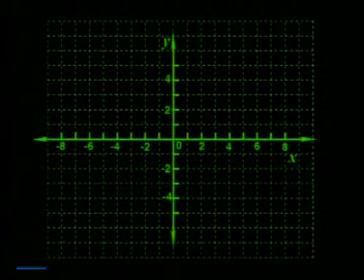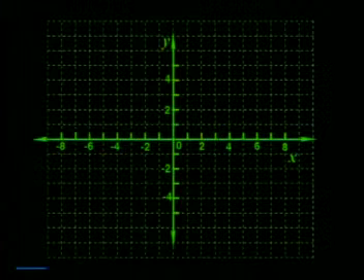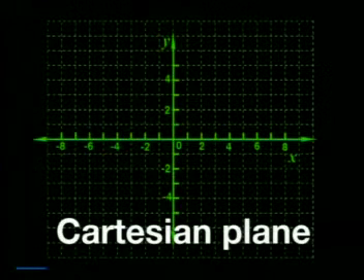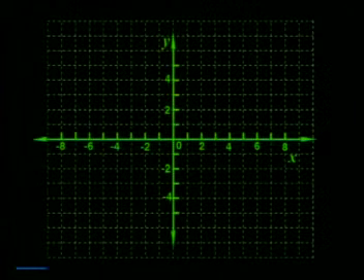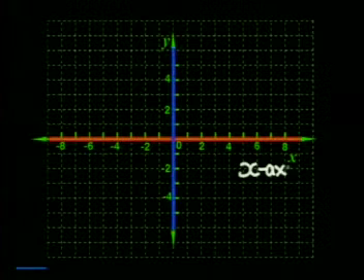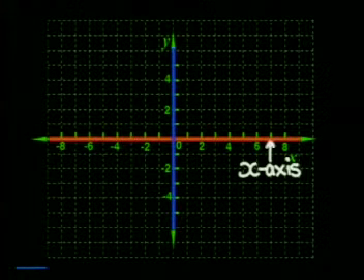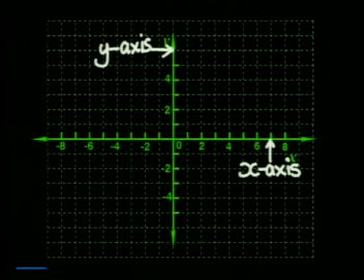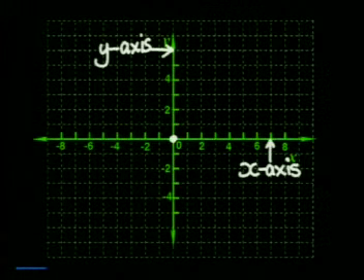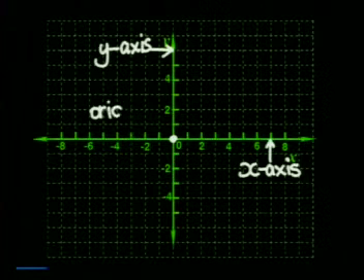Now it's time to check that we have the basic tools for the other two kinds of geometry we're going to be using. Do you remember what this grid is called? If you said a Cartesian plane, you'd be right. Now, do you remember what these two lines are called? The horizontal line is called the x-axis, and the vertical line, the y-axis. And the point at which they intersect is called? I hope you said the origin.